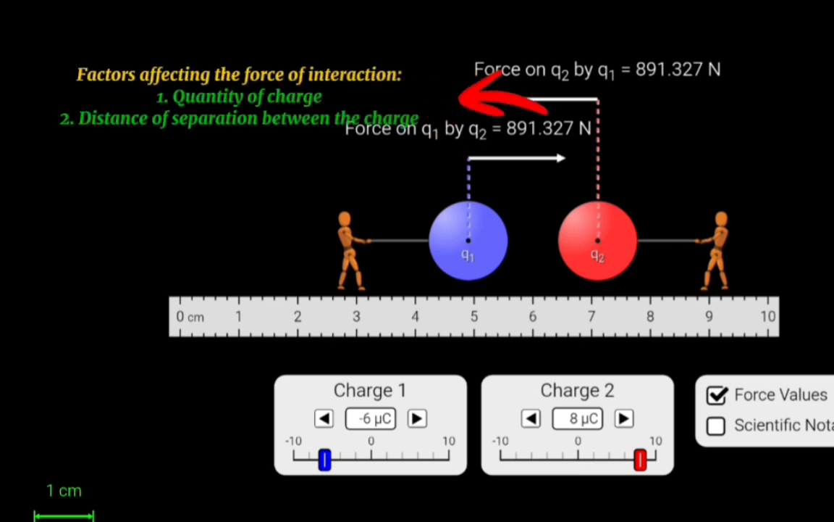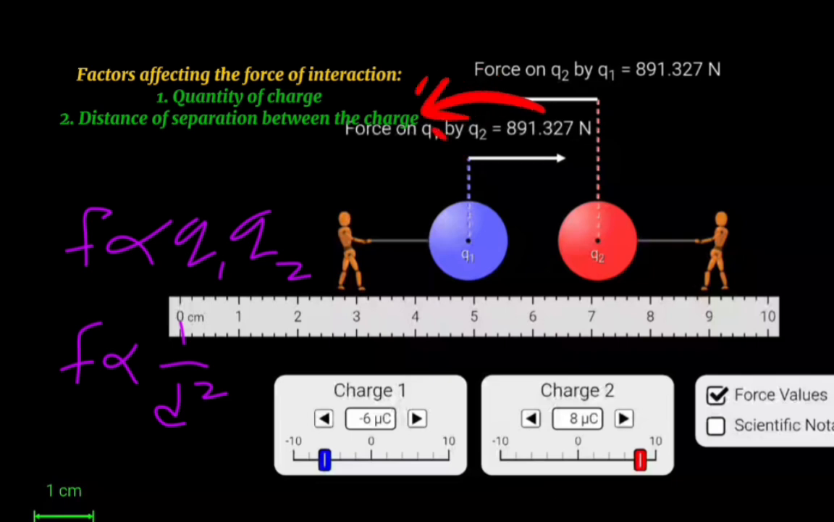So you can see that there are factors that affect the force of interaction between two charged particles. One of the factors is the quantity of charge on the charged body. Another factor is the distance of separation between them. So how do these factors affect the amount of force that the charged particles exert on each other? This is how they affect it. An increase in the quantity of charge on the charged bodies increases the amount of force they exert. So there is a direct relationship between the amount of force the charged bodies exert on each other and the quantity of charge on the charged bodies.